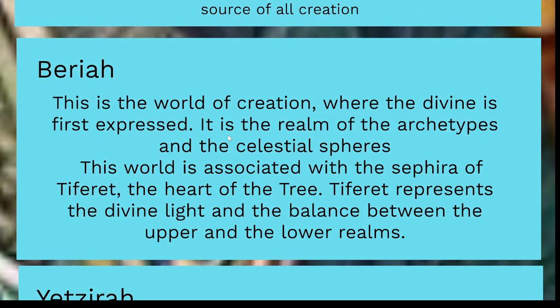And then so we have Briah, which is the world of creation where the divine is first expressed. This is the realm of the archetypes and the celestial spheres. This is the world associated with the Sephiroth of Tiferet, the heart of the tree. Tiferet represents the divine light and balance between the upper and lower realms.